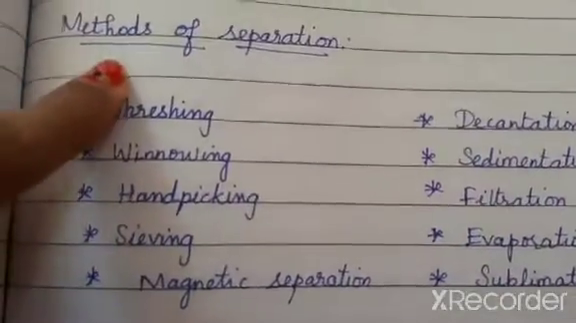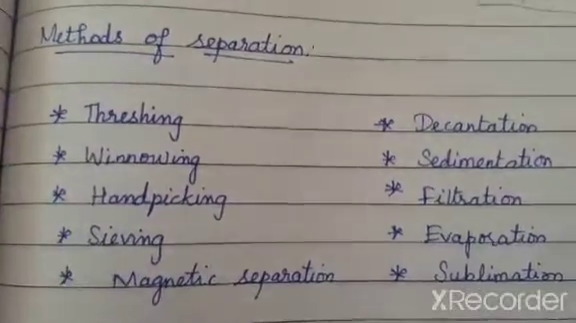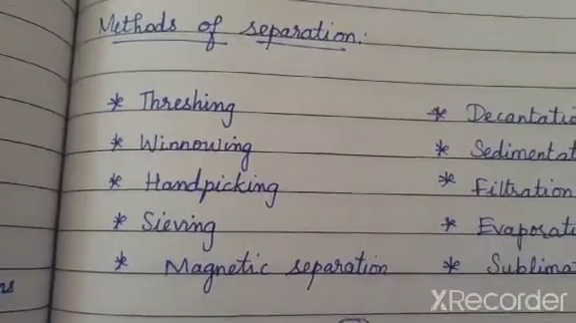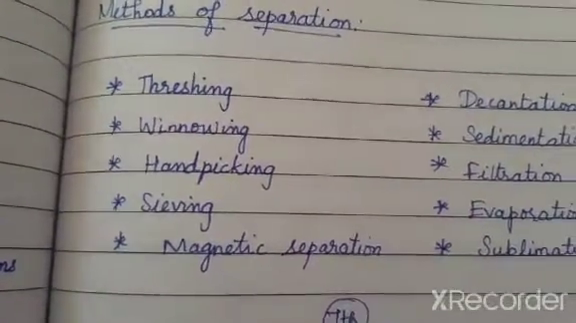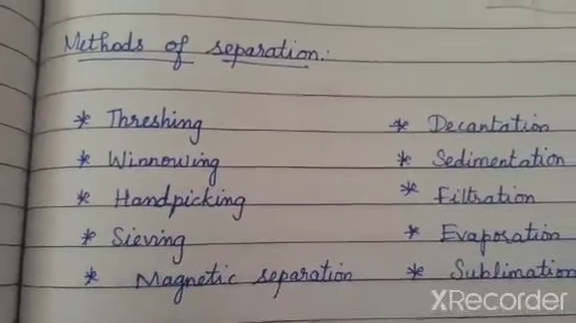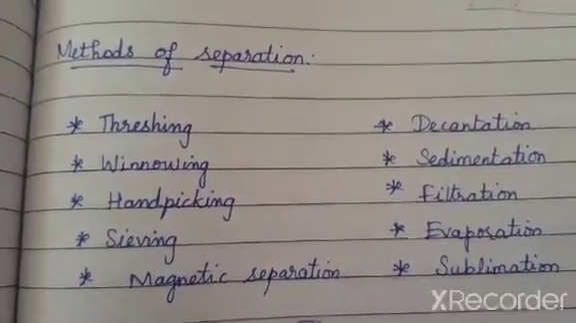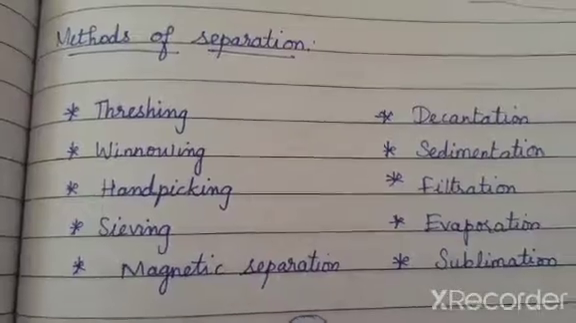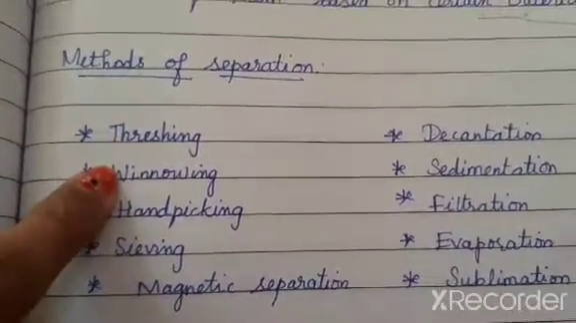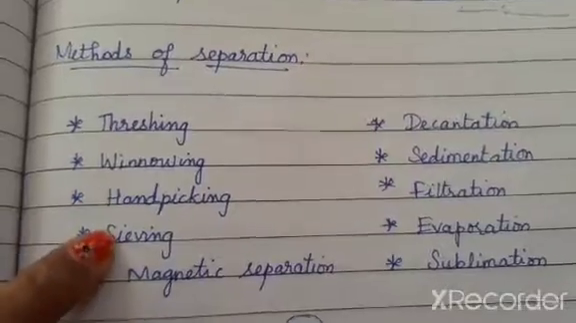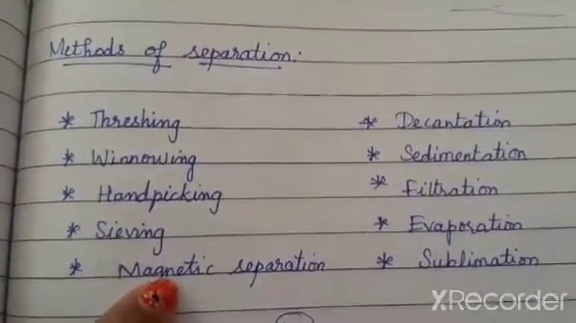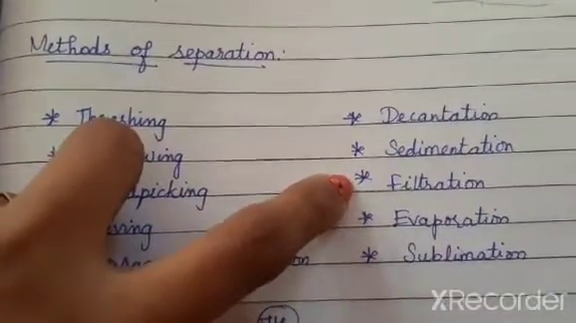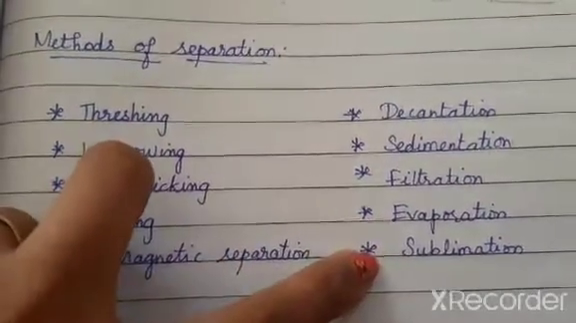Let us see about the methods for separation. How am I going to separate the substances? By now you got to know what substances we are going to separate and why we are separating. What is the use of separating? We got to know. And now let us see on what basis I'm going to separate. What are the methods I implement to separate them? Threshing, winnowing, hand picking, sieving, magnetic separation, decantation, sedimentation, filtration, evaporation, and sublimation.